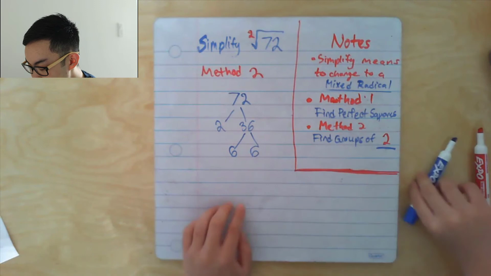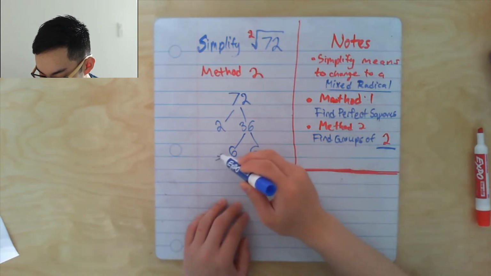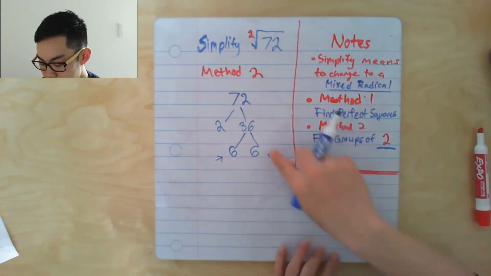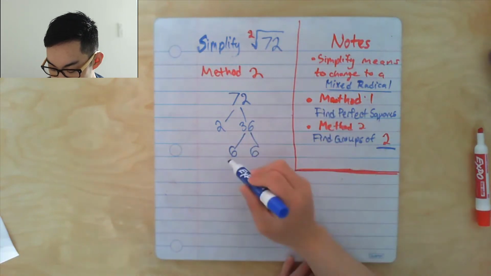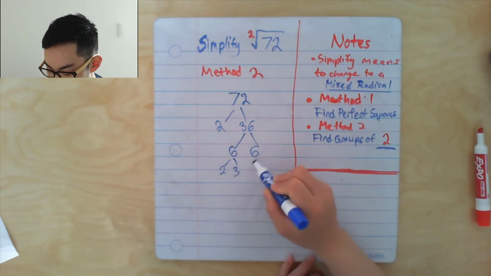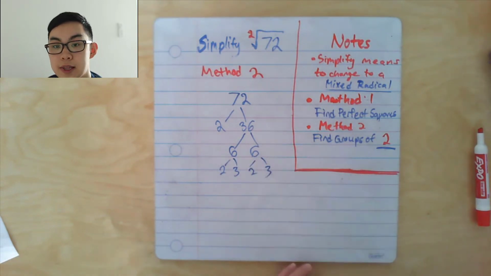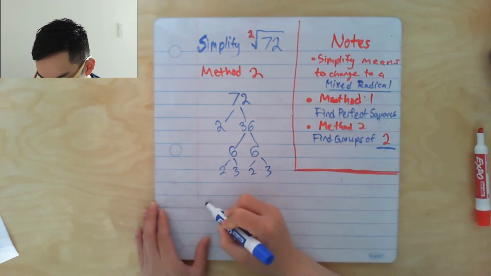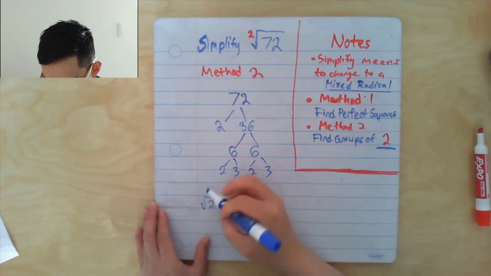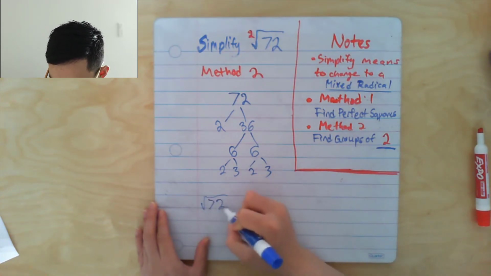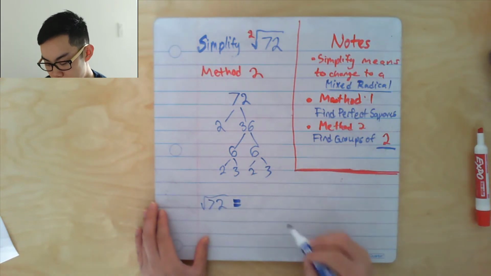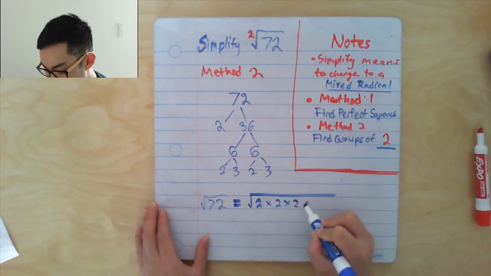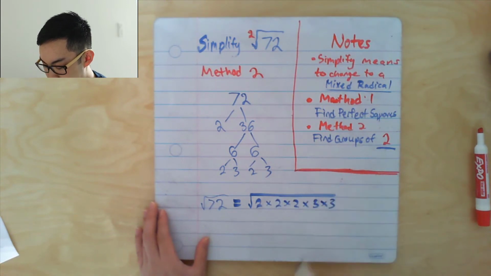I actually see a group of 2 things right here. So this is 2 things. But I'm just going to push this a little further so we can really get the idea. I know that 6 becomes 2 and 3, and 6 is, well, 2 and 3, I just did that. And so when I write this, I'm going to have the square root of 72. Well, the square root of 72 is going to be the square root of 2 times 2 times 2 times 3 times 3. Okay?